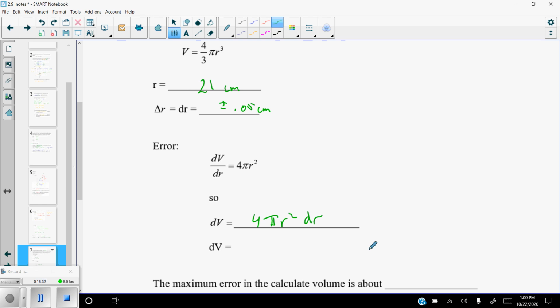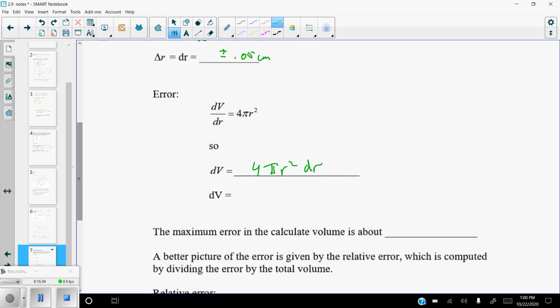Okay, so dV in our case, let's see what we know. We know 4 pi, we know the radius that we measured was 21, so that's 21 squared. And our change, our dr, which is the same as delta r, like your delta x, they are the same, is plus or minus 0.05. And then we can actually go ahead and get a value for that. It's going to be positive or negative if you plug all of that in: 4 pi 21 squared times 0.05, plus or minus.